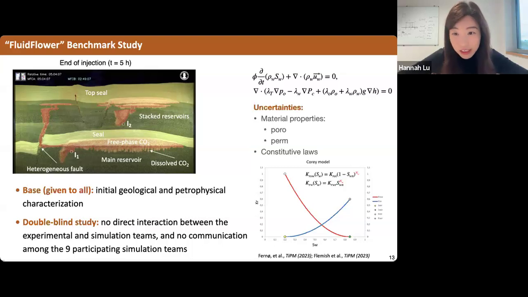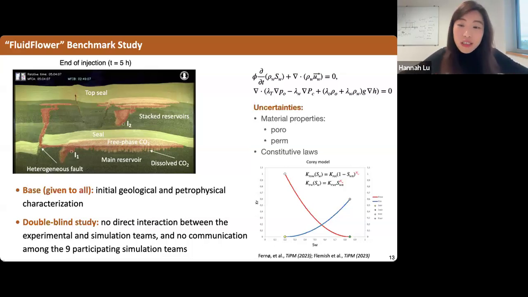The experimental data is not given to the simulation teams before they do the simulation. So the only base accessible to every participating team is the initial geological and the petrophysical characterization and the size and stratigraphy of the tank, the room temperature, pressure, and so on. And it's a double-blind study. No interaction between the experimental team, simulation team, and no communications among the participating teams.